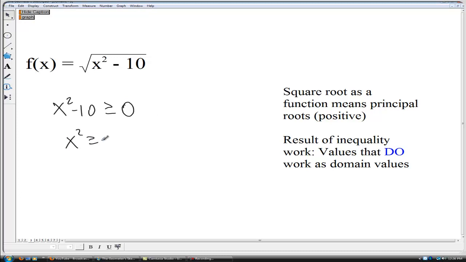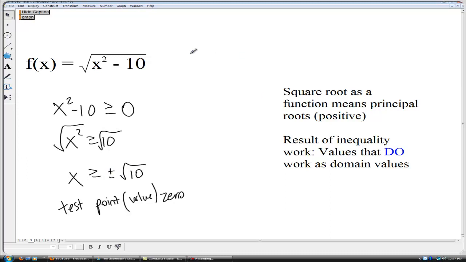x squared greater than or equal to 10. And here's where, when we take the square root of both sides, we will get plus or minus. So if we wanted to make a number line, we would put our two solutions here, negative root 10 and positive root 10. And we can see that putting either one of those values into this function will give us 10 minus 10, which is 0, which does work. So these will be good values for the domain. These do work.